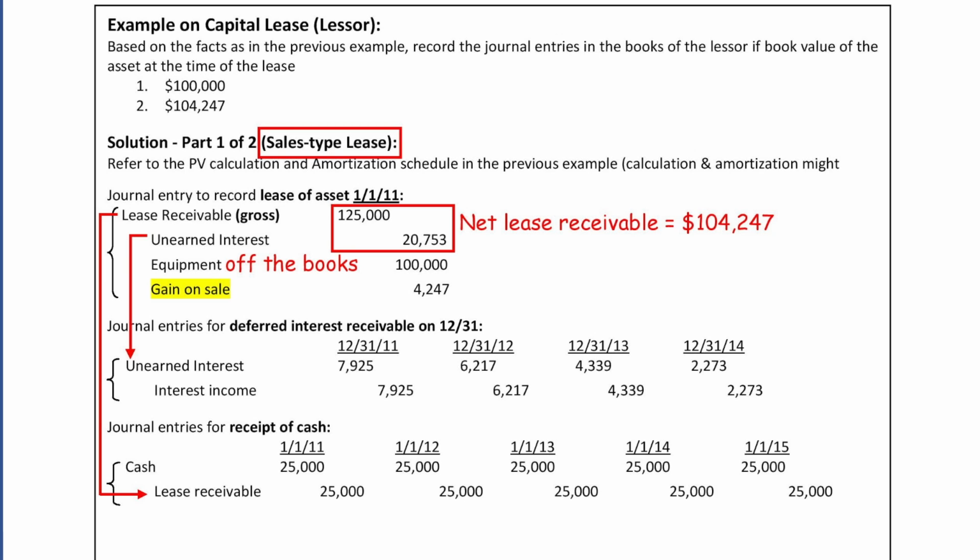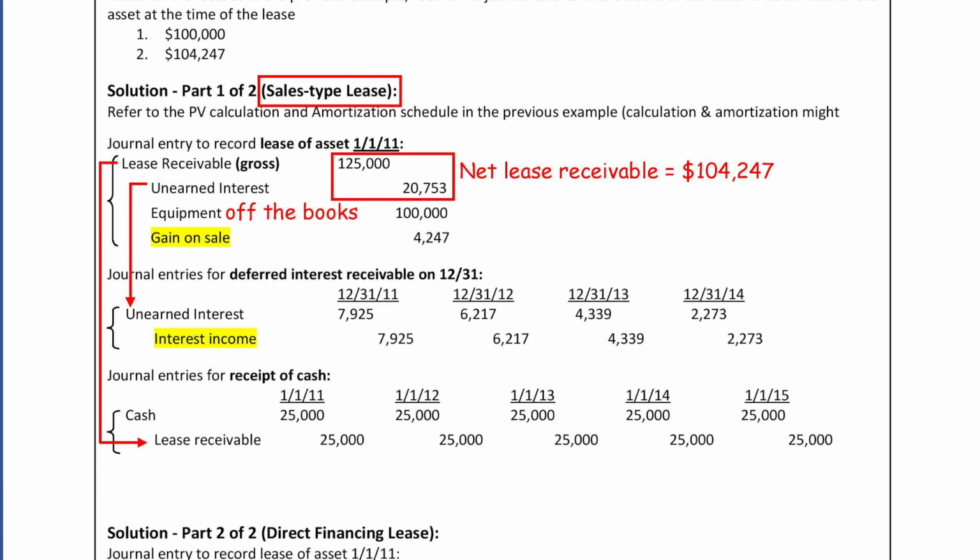So as you can understand, the first journal entry, we are having a lease receivable and the equipment is going off the books. There could be a gain or a loss on sale. Next journal entry, we're looking at amortizing the unearned interest, which results in highlight interest income. The third journal entry is the realization of lease receivable.